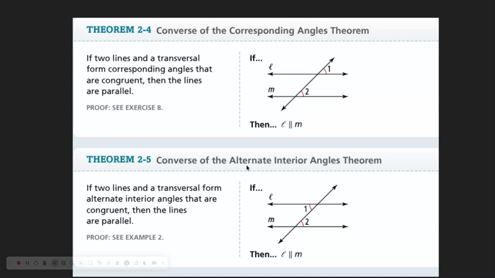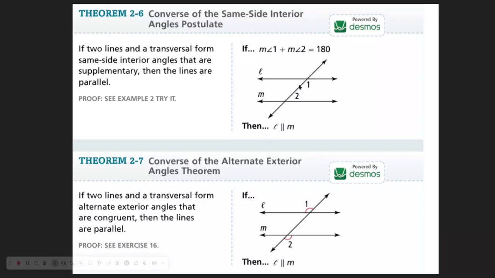So here you see the converse of the alternate interior angles theorem. If alternate interior angles are congruent, then the lines are parallel. If same side interior angles are supplementary, then the lines are parallel. And if alternate exterior angles are congruent, then the lines are parallel. Okay, so this gives us now 4 different ways that we can prove lines parallel.